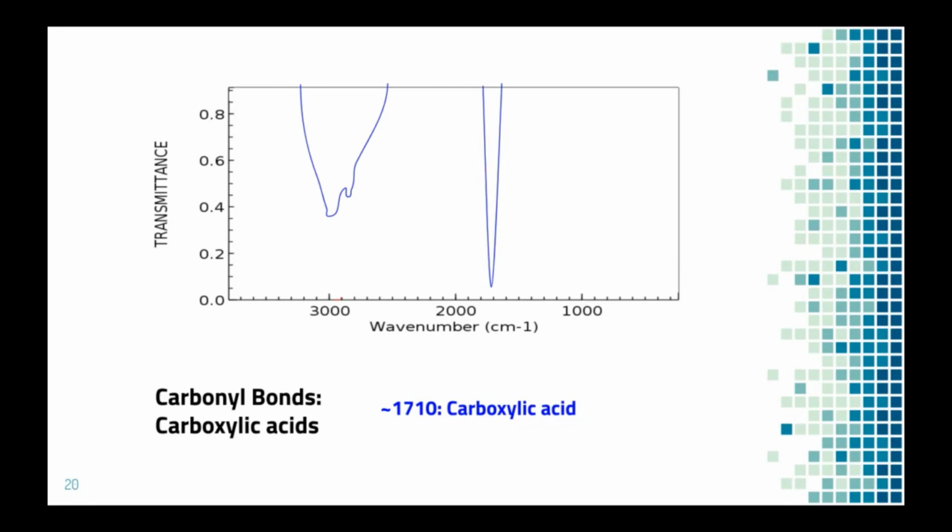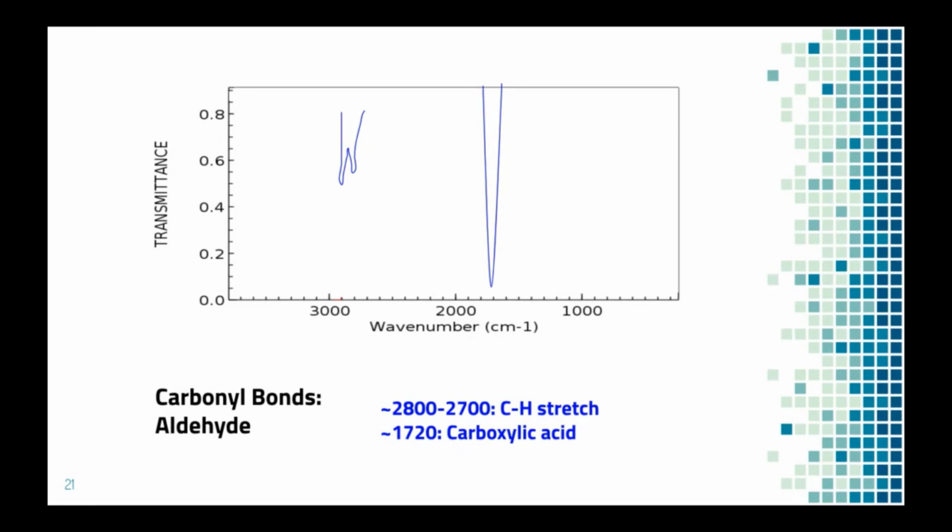When we're talking about carboxylic acids, the carbonyl group will be around 1710. But then, as I mentioned a couple of slides ago, there is going to be that OH group. And so that's going to be that broad signal that you see around 3000, even slightly higher than that range. So it really depends, but that is a characteristic of the carboxylic acid.